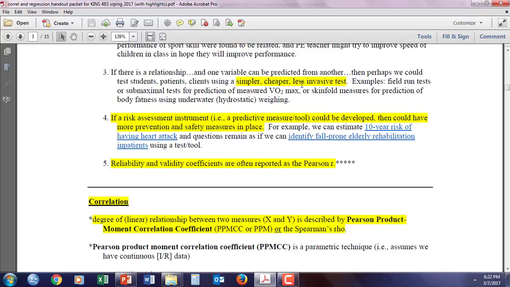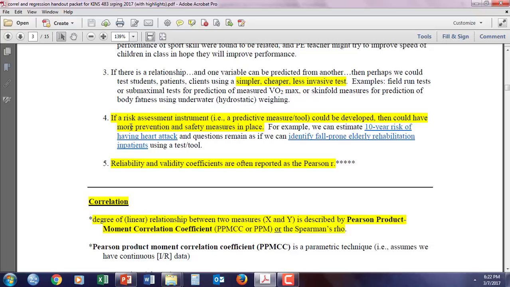A third reason that we like these correlation and prediction mathematics and applications is because there may be the possibility for simpler, cheaper, less invasive tests that you're able to do. If two tests are highly correlated, for goodness sakes, if one costs less and gives you essentially the same information, you'll be able to go with the simpler, cheaper version.